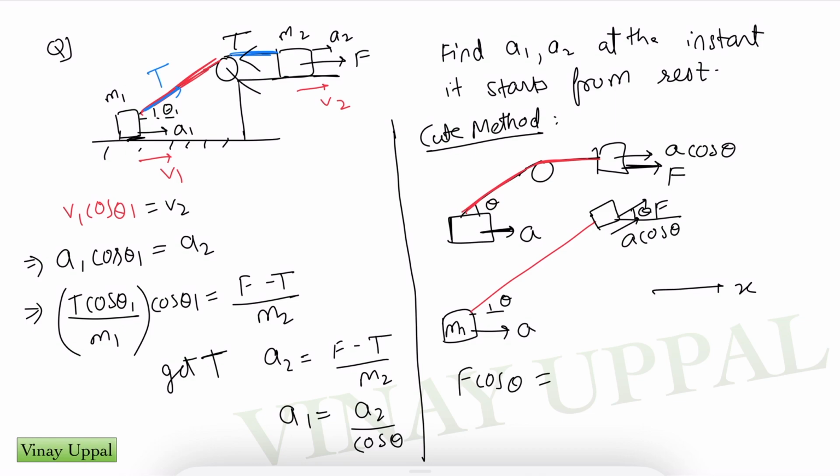So for the lower block, I'm going to write net forces M1A1 plus M2A2 and so on. So for the lower block, it will be M1A, and for the upper block it is going to be M2 A cos theta is the net force on it, but it's in this direction. So the horizontal component would be cos theta. And thus you can get the acceleration A.